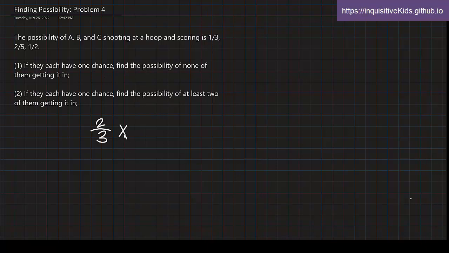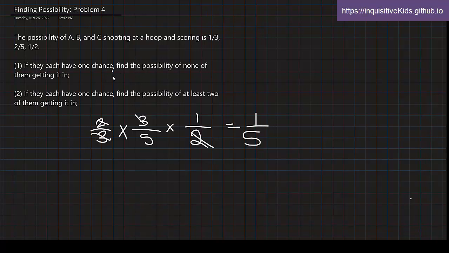Now we times that with B. Now B's possibility of getting it in is 2/5. So if you want B to miss, then that would be 3/5. And the final one, that's C, that would be 1 minus 1/2, which is 1/2. Now here we can simplify. So we get 1/5. Our final answer is 1/5.